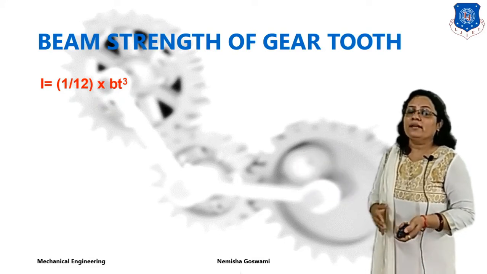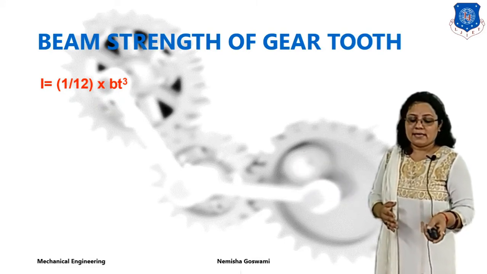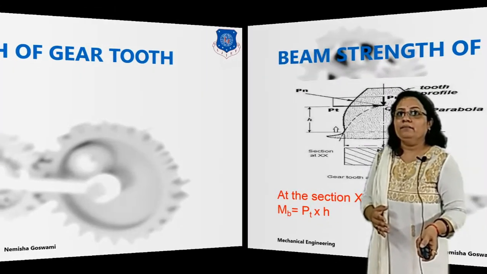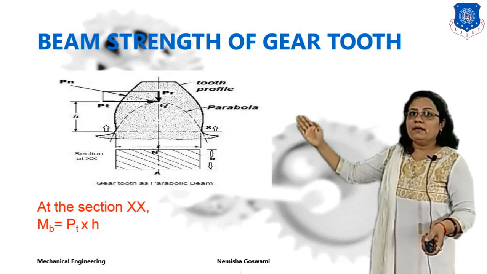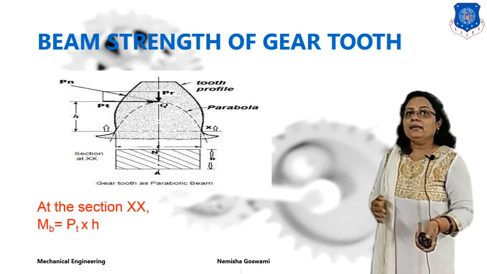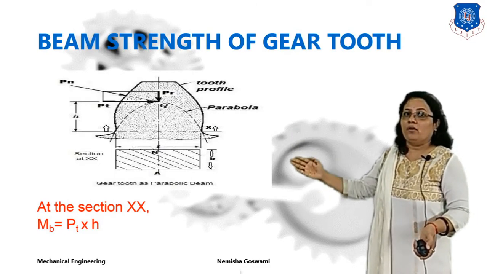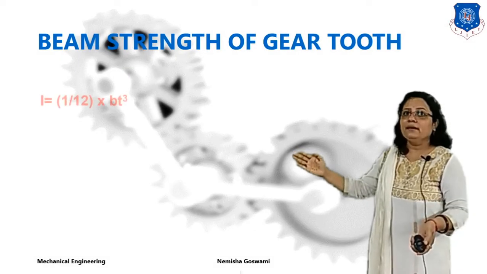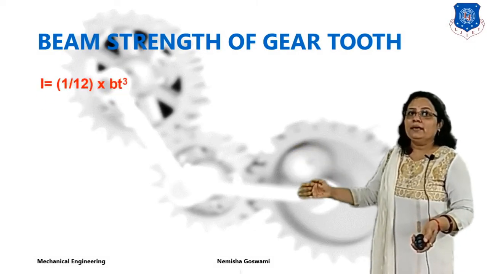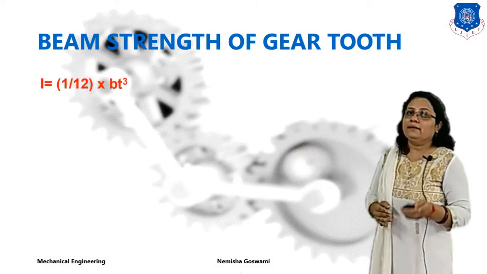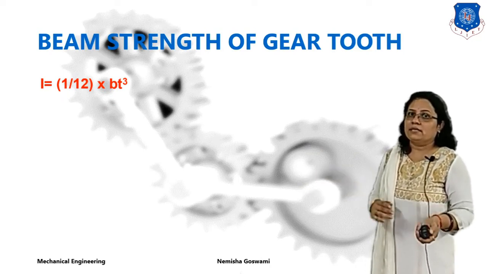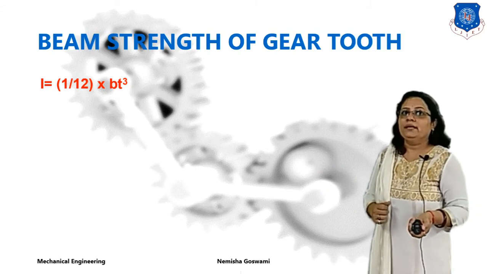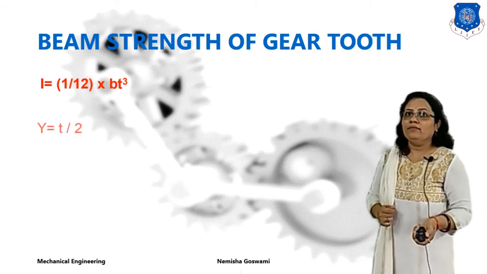The moment of inertia about the x-axis, see here in the diagram. What will be the moment of inertia? I is equal to 1 by 12 of B, which is your face width, and T is your thickness, which is at the bottom side. So I is 1 by 12 B T cubed, and this is your moment of inertia.